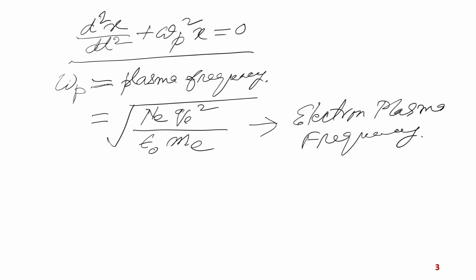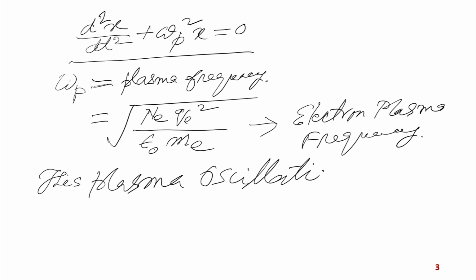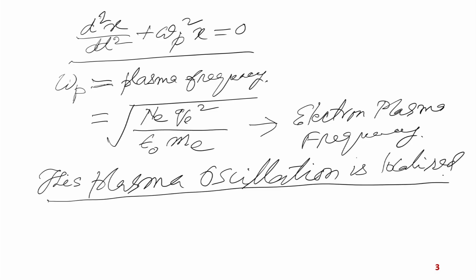And we have seen this plasma oscillation. This plasma oscillation is localized. We will see more in the next session, that is the collective behavior of the plasma. So, in order to maintain that, the plasma is always neutral.